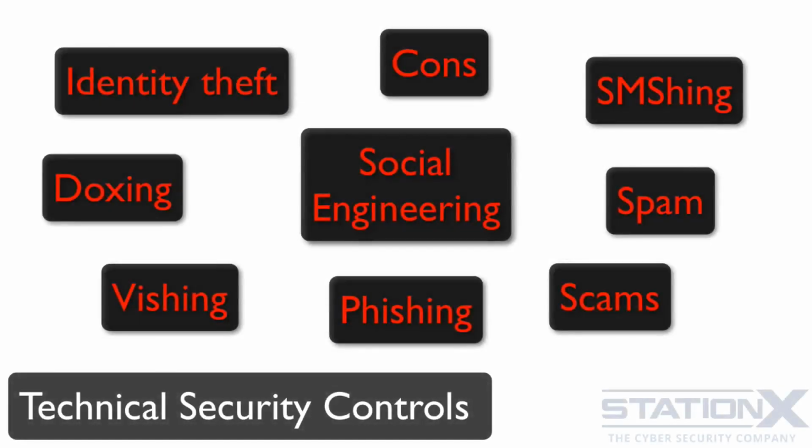We've just talked about behavioral security controls. Now we're going to move on to technical security controls. And again, many of the social threats we face can be mitigated by the same type of technical security controls. The threats we're referring to here that we can mitigate are things like identity theft, social engineering like phishing, vishing, smishing, scams, cons, doxing, spam, those sorts of threats. In order to mitigate these sorts of threats, consider using these sorts of technical security controls.